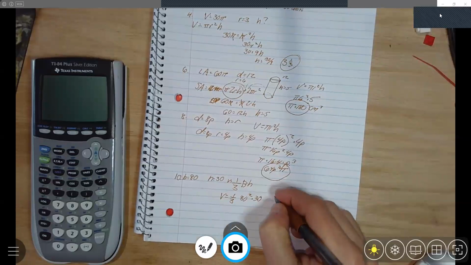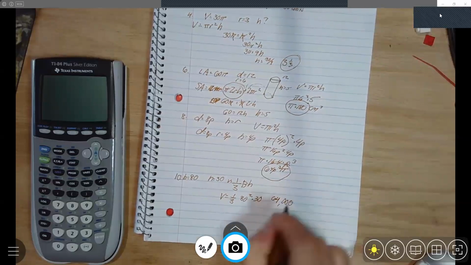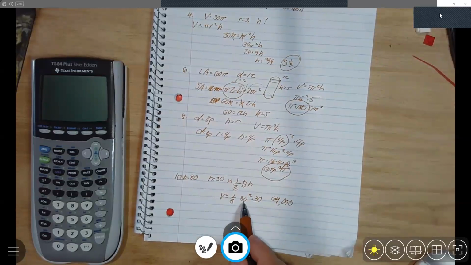So that's what, 64,000, because 80 squared is 6,400. 30 times 1/3 is 10, so 6,400 times 10, 64,000.